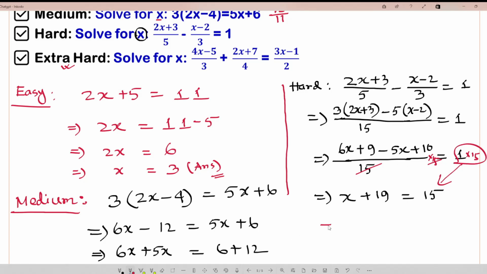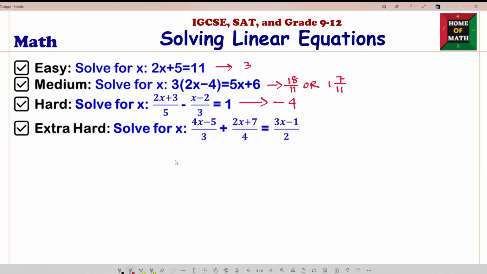Okay. Now x equals, here is 15, and plus 19 will become minus 19. So our answer is minus 4, and this is our answer. Now extra hard level, where we solve for x.